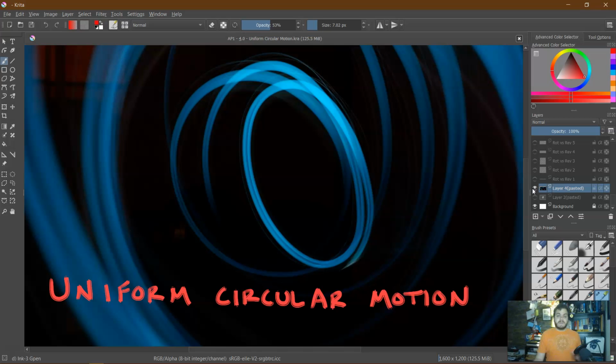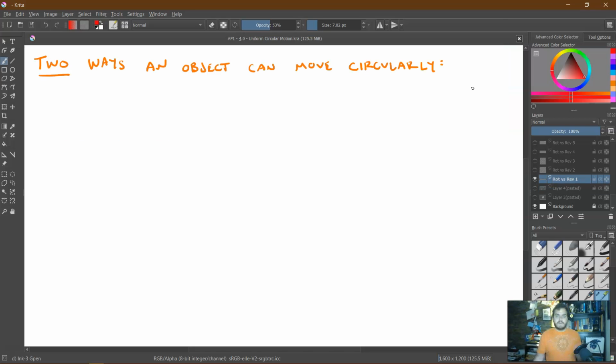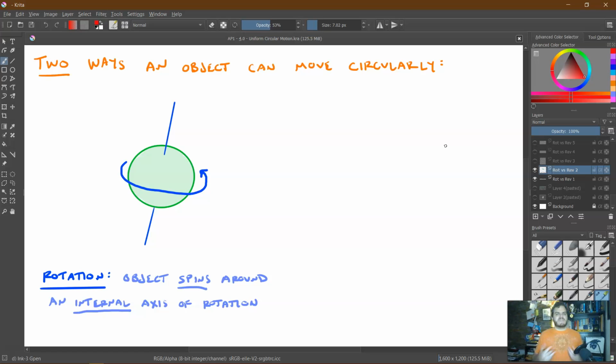We can probably guess it's going to involve things that move in circles. But there are two ways an object can move circularly. One, an object can spin. It can undergo what we call rotation. This occurs when objects move around what we call an internal axis of rotation.